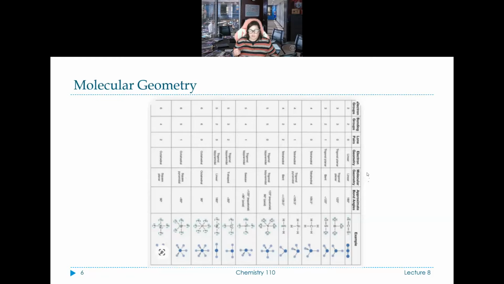You may be asked to provide an example of one of these things. You should be able to do that. You may be asked to draw a Lewis structure and then determine what the molecular geometry is. You may be shown a picture of a molecular geometry, asked what its name is. And again, you will have this table, so you should be able to manage that. Okay? Questions, comments, problems on any of that?